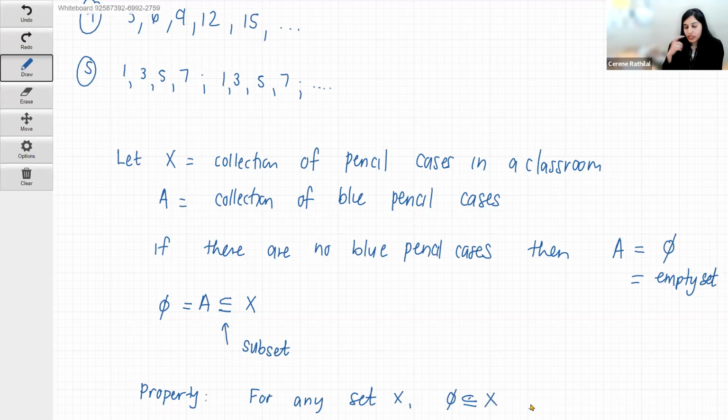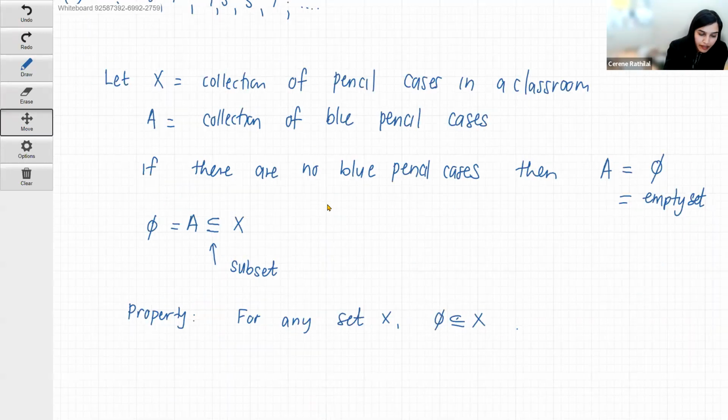Okay, but I just wanted to write down that property: whenever you have a set, the empty set, the set consisting of nothing, is always a subset of the original set. But now we were looking for an example of something else.